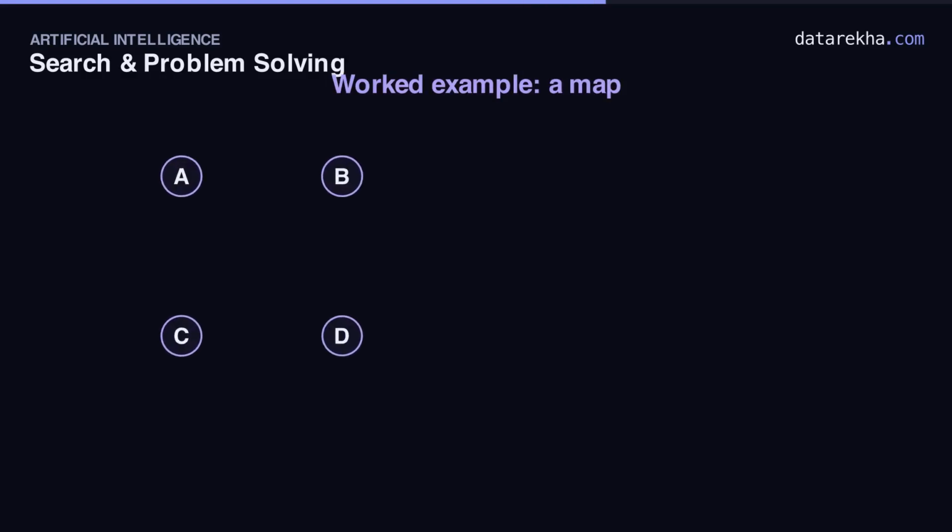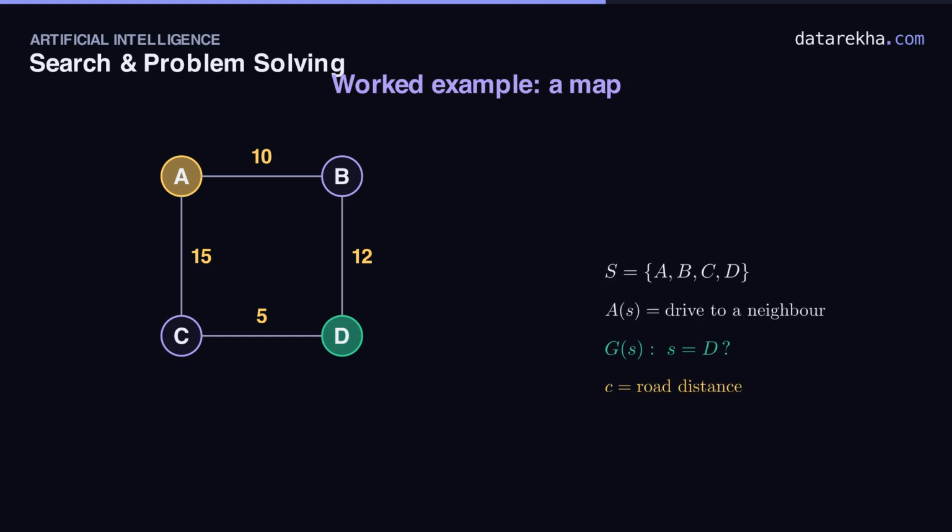Let's make it concrete. 4 cities, A, B, C, D, joined by roads, each road labeled with its distance in kilometers. Roads run both ways. You start at A and you want to reach D by the shortest total distance. In search form, the states are the 4 cities. An action is driving to an adjacent city. The goal test asks, is the current city D? And each step's cost is the road's distance. That's the whole problem, specified.